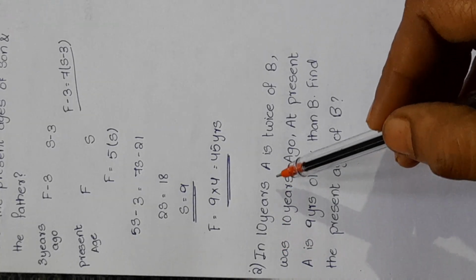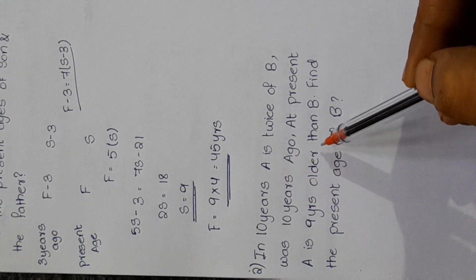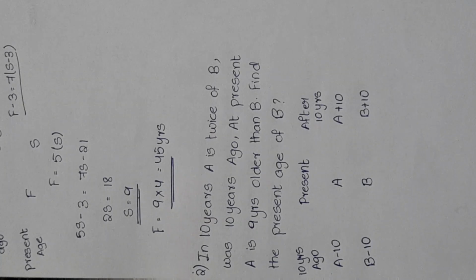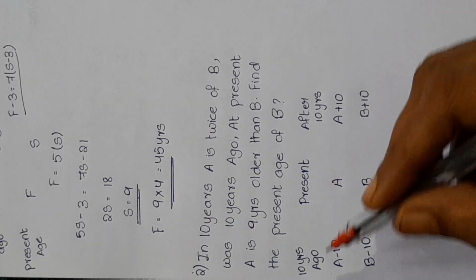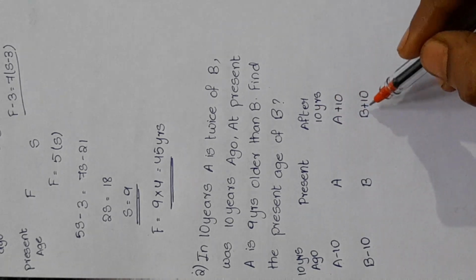Second question, in 10 years, A is twice of B was 10 years ago. At present, A is 9 years older than B. Find the present age of B. Let the present ages be A and B. Before 10 years, that is A minus 10 and B minus 10. After 10 years, it is A plus 10 and B plus 10.